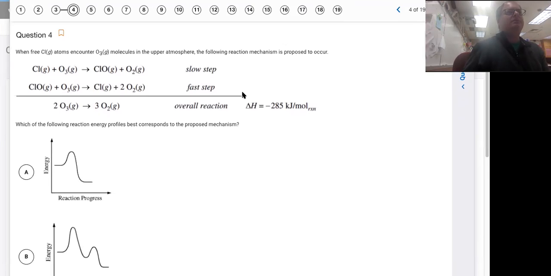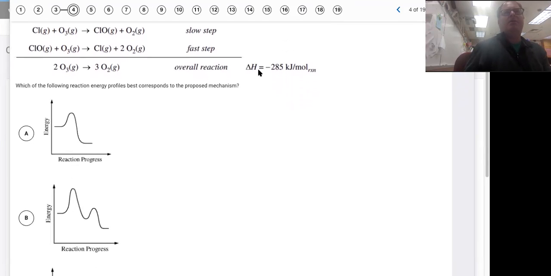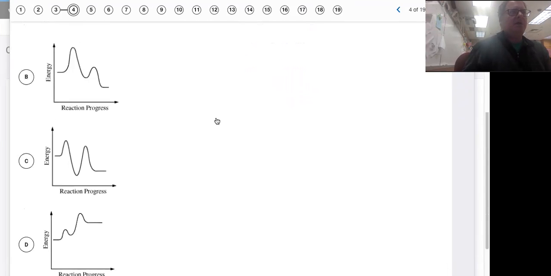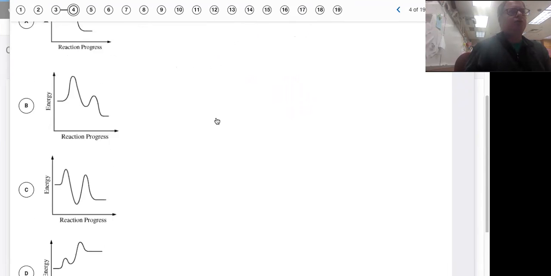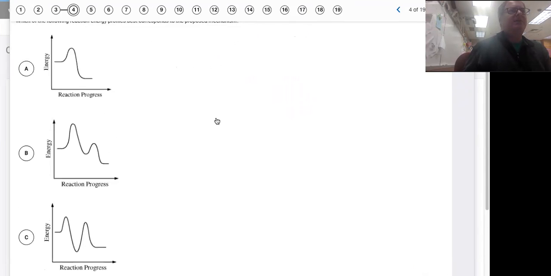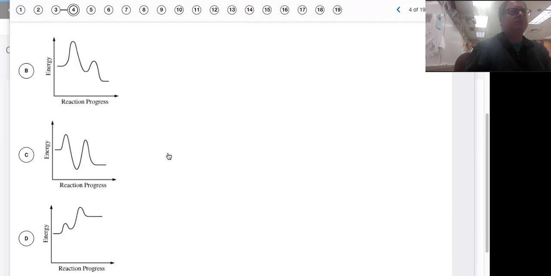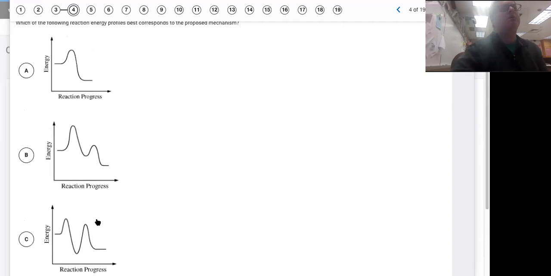Same reaction. We have a delta H being negative. Like I said, there's a lot of information here. Which one definitely can it be? If we look here, this is showing what type of reaction? Endothermic. So D is definitely out.